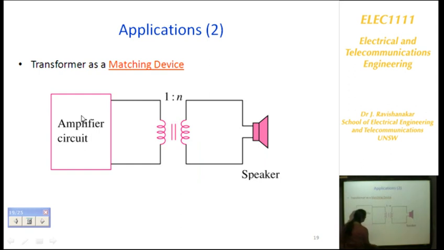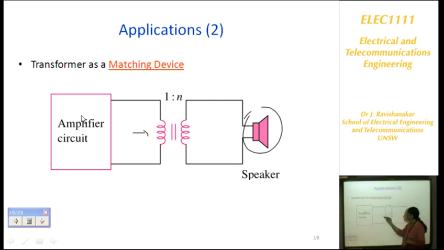Next is matching devices. Whenever we use devices like a speaker, we need a very low voltage, so the transformer converts the voltage from one value to the other value. These are all smaller transformers. It's called impedance matching actually. To match one circuit to the other circuit at different voltages, we need a transformer to isolate them.